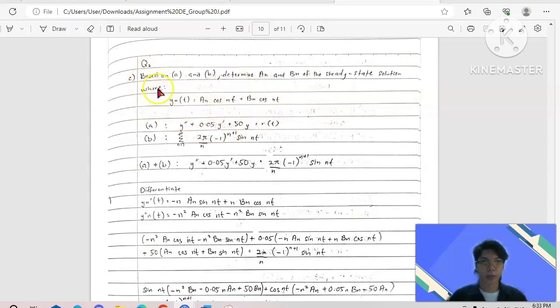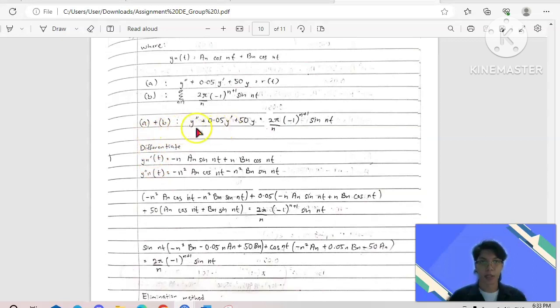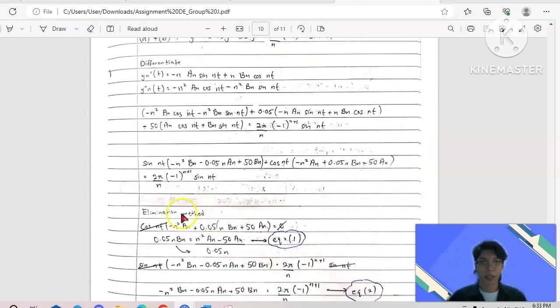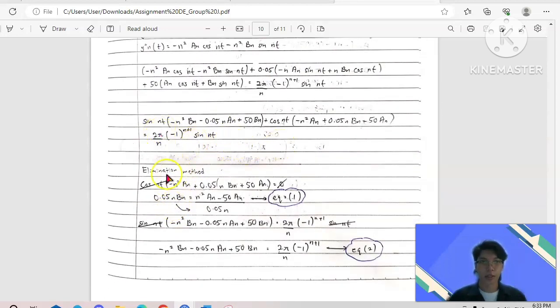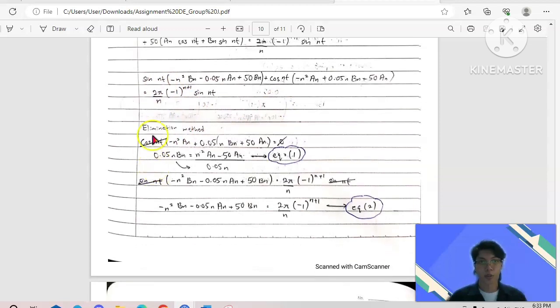And for question 2C, this is the question given. We need to combine A and B. This is what we get from equation A and what we get from B, and then we combine and it becomes this. And then from the question, we need to differentiate it, and then we got like this, and then we need to use the elimination method.